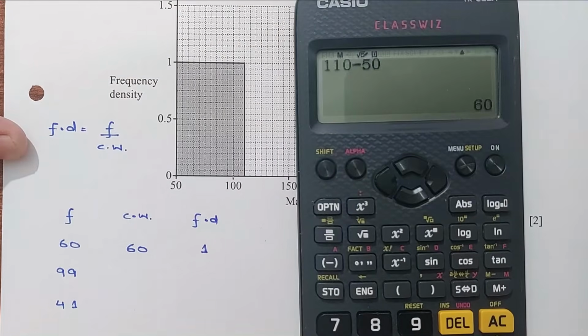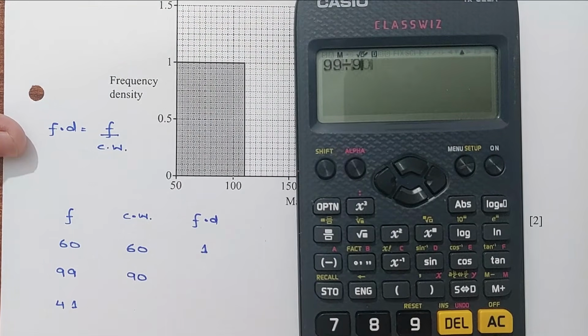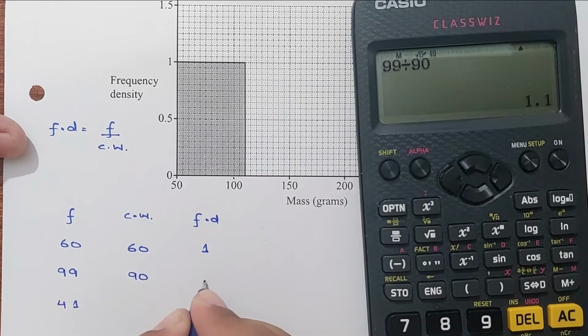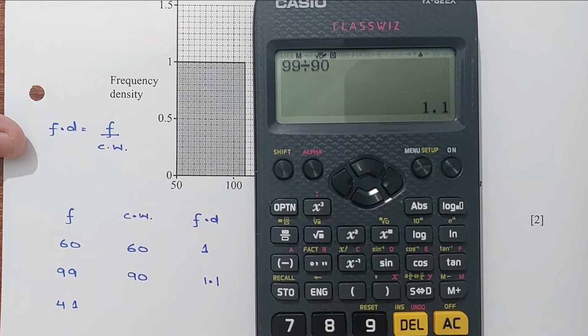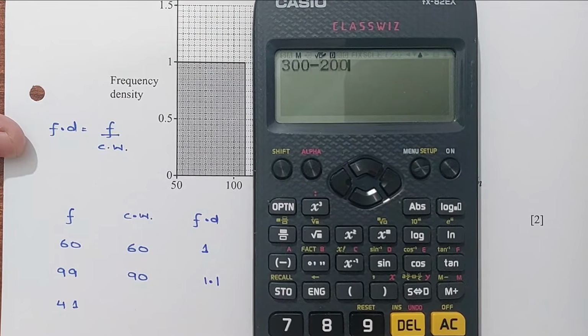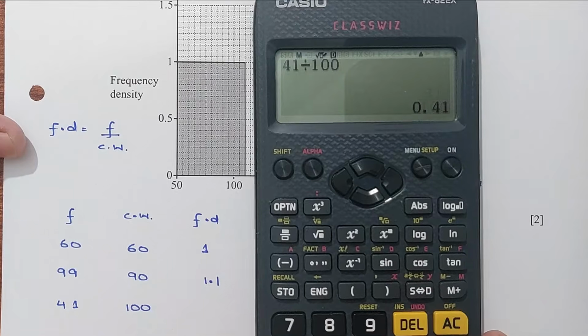Now the second interval is 200 minus 110, which is 90. So the frequency over the class width, 99 divided by 90, is 1.1, right? The next class width is 300 take away 200, which is just 100, and the frequency density is 41 over 100, which is 0.41.